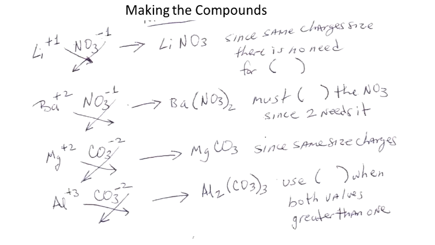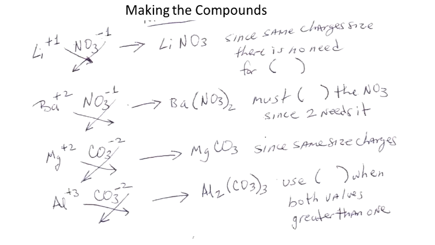So if you have lithium plus 1 and nitrate minus 1, nitrate's the polyatomic, you crisscross and you get lithium nitrate. You don't need parentheses because the ions have the same charges. So you get what you get when you have the same magnitude or same size charges. Just simply, basically, erase them, and you get the right compound.